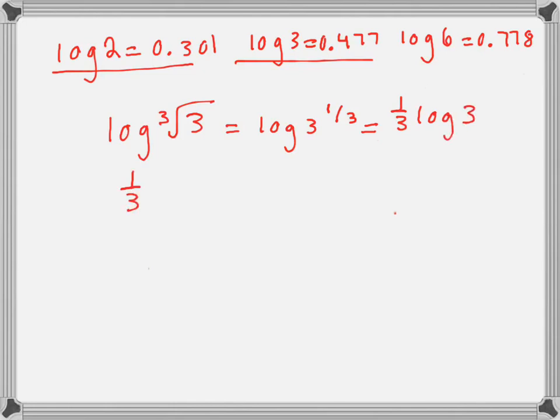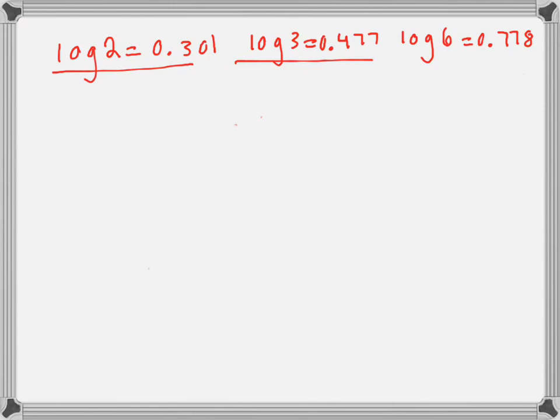So we know what log of 3 is. 1/3 times 0.477 equals 0.159. So when you're trying to find approximate values, basically the key is just figuring out how to split it up into values that you have. And there are a lot of ways to do that. So you're really just looking for those kind of tricks.